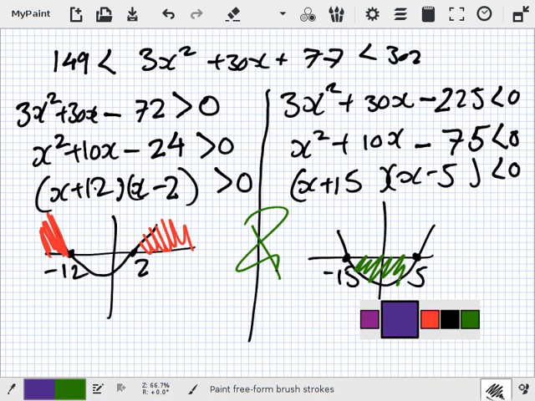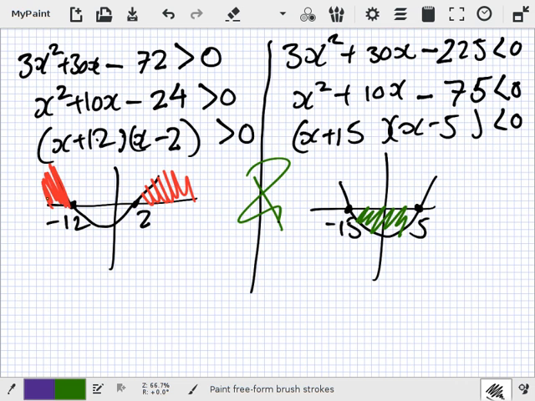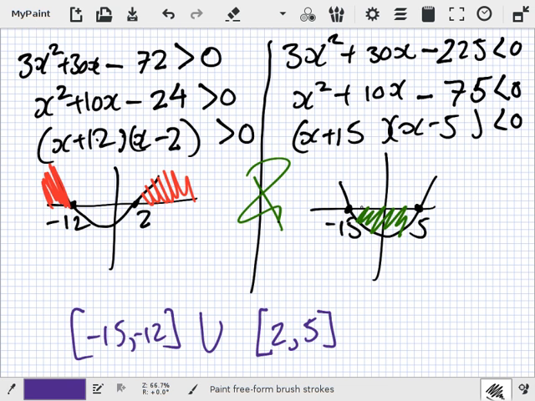Right, now just please think carefully. We need to be somewhere where we can be in the red and the green. So to me that looks like only 2 to 5. Oh, and actually minus 12 to minus 15. Because minus 15 to minus 12 would get covered, and then 2 to 5 would get covered. Okay.